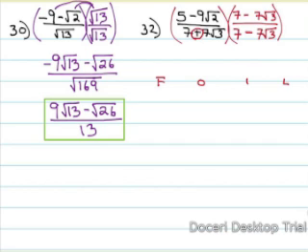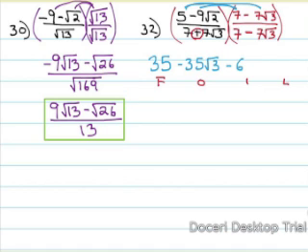So on the top, I'll use blue for the top. 7 times 5 is 35. 5 times negative 7 radical 3 is negative 35 radical 3. Negative 9 radical 2 times 7 is negative 63 radical 2, and negative 9 radical 2 times negative 7 radical 3 is negative 63 radical 6.